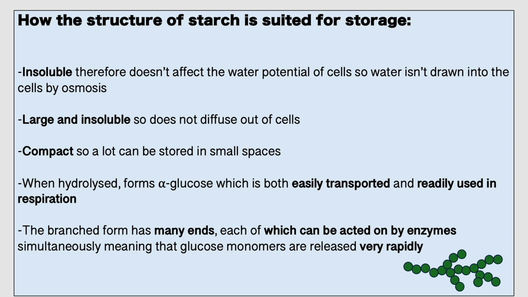We need to know how this structure of starch makes it suited for being a storage molecule. So firstly, it's insoluble, therefore doesn't affect the water potential of cells, so water isn't drawn into the cells by osmosis. It's also large and insoluble, so does not diffuse out of cells. It's compact, so a lot can be stored in small spaces. When hydrolyzed, it forms alpha glucose, which is both easily transported and readily used in respiration. And also, the branched form has many ends, each of which can be acted on by enzymes simultaneously, meaning that glucose monomers are released very rapidly.